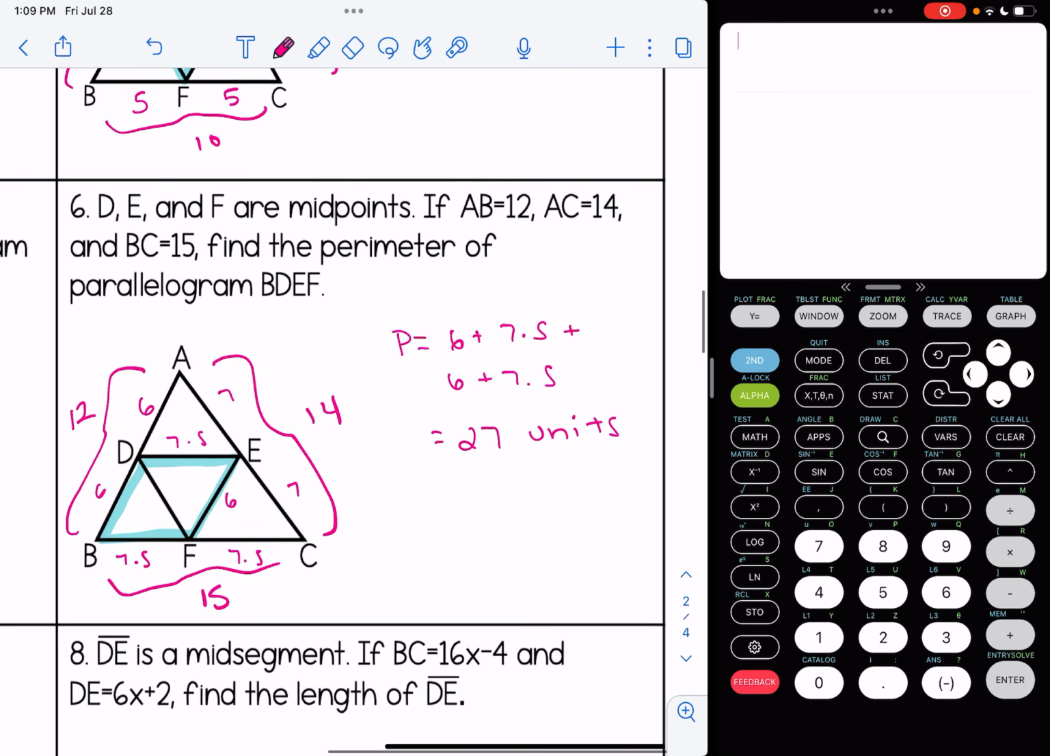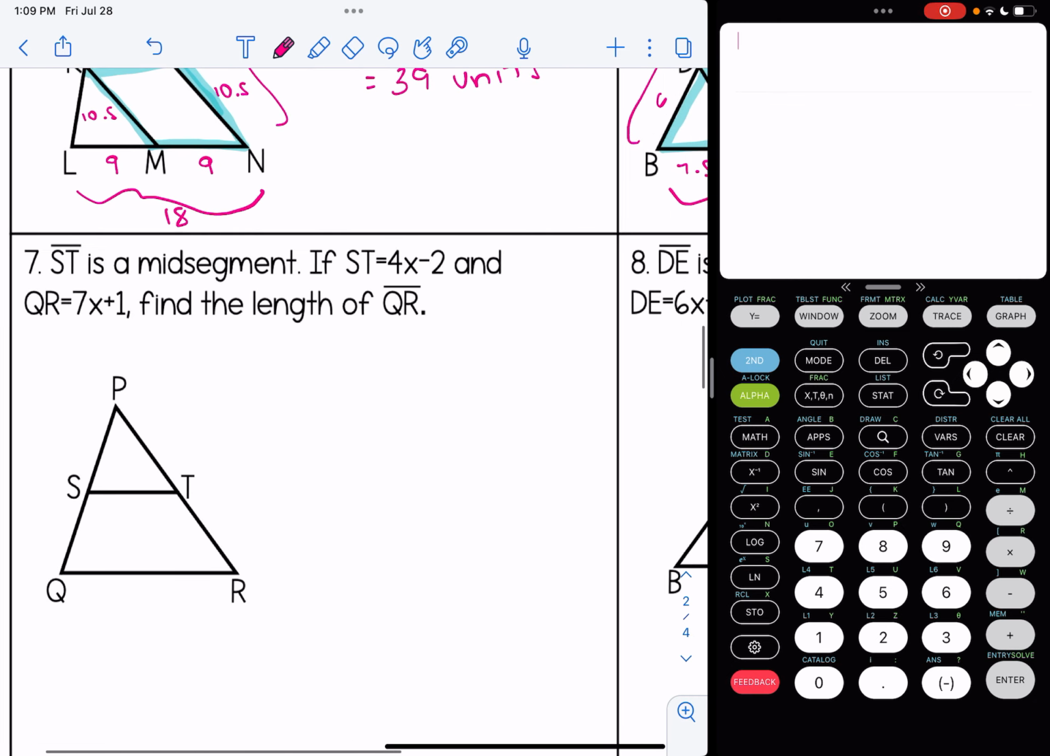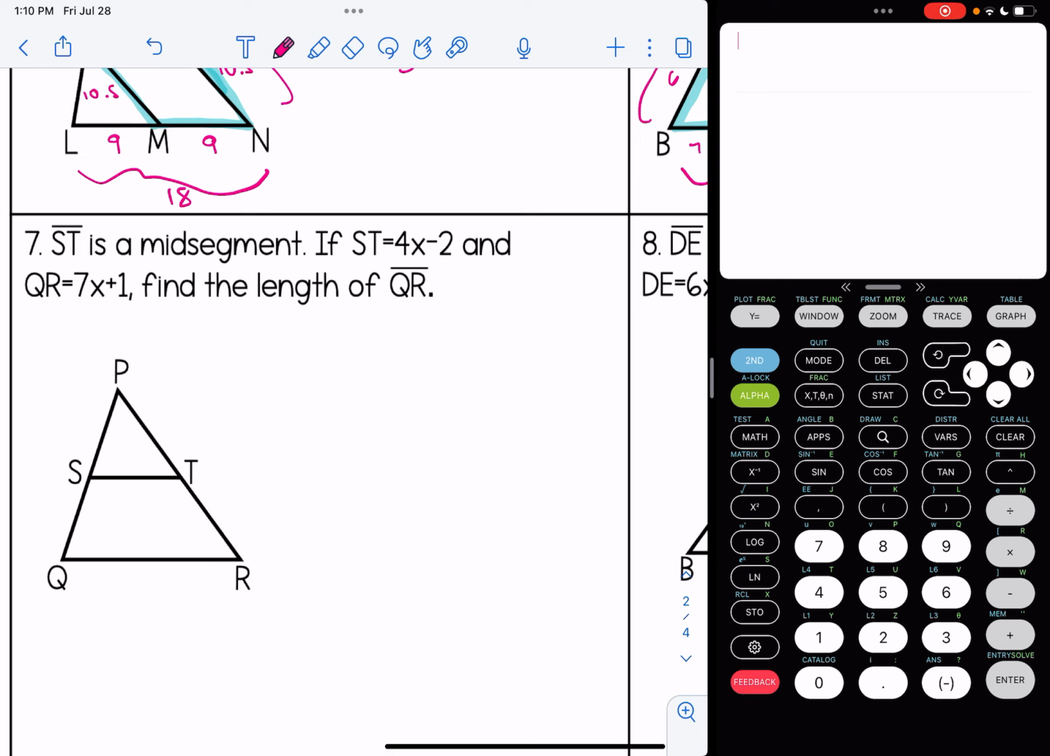All right, 2 more problems, and these 2 are going to be a little bit more algebraic. So number 7, ST is a midsegment. If ST is 4x minus 2, QR is 7x plus 1. Let's find the length of QR. Well, remember, ST is a midsegment, so it's half the length of QR. Or you could choose to look at it and say QR is twice as much as ST. I'm going to use that way rather than using fractions in my solution. So if I double 4x minus 2, I should get 7x plus 1.